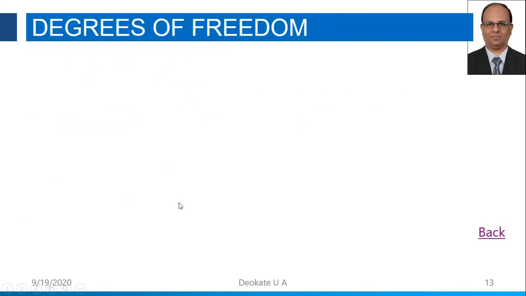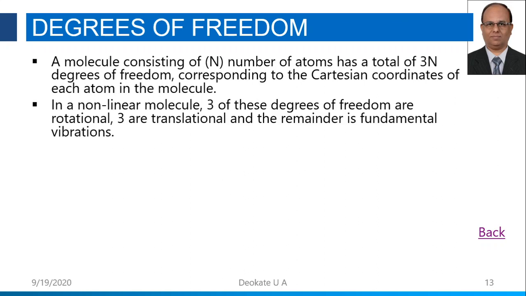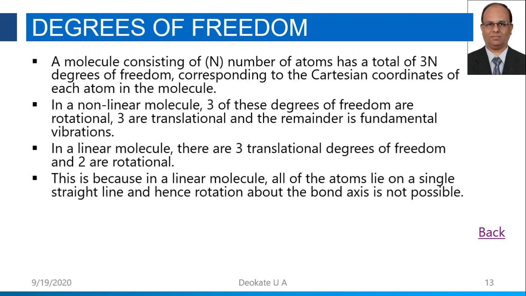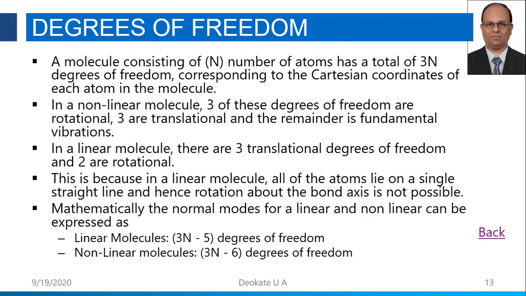Degree of freedom means how many vibrations can occur in a molecule or in an atom. In a molecule, it depends on how many atoms are attached, and whether the molecule is linear or non-linear. Accordingly, there are two formulas: 3n minus 5 for a linear molecule. We have studied the example of carbon dioxide, CO2, having three atoms. So 3 into 3, that is 9, minus 5, it will produce 4 fundamental vibrations.